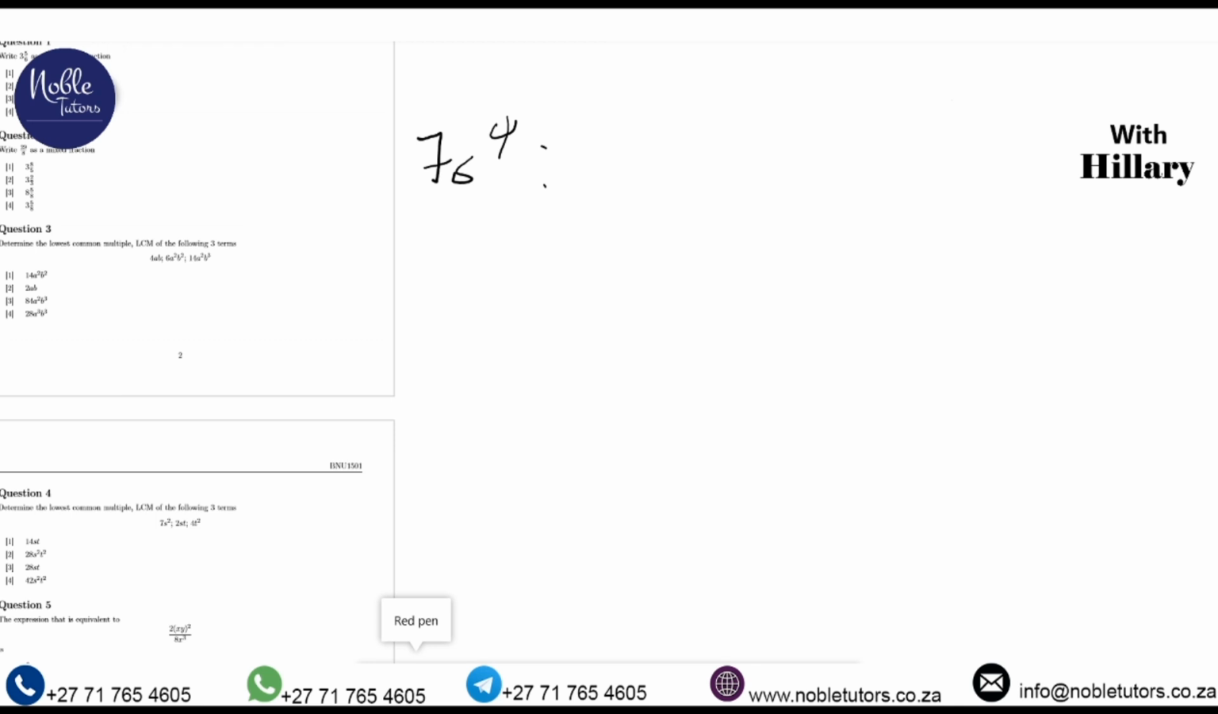and 2s t and 4t squared. So what is the lowest common multiple of these expressions? For the lowest common multiple, we first need to deal with the numbers 7, 2, and 4. So we need a number that 7 and 2 and 4 can all get into.